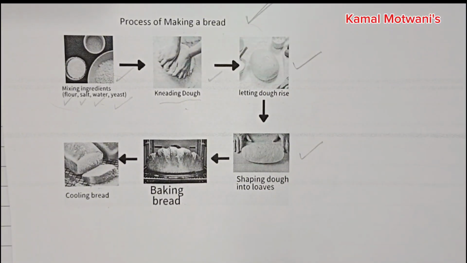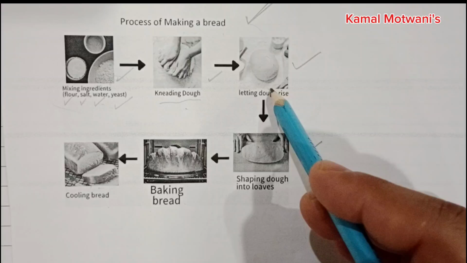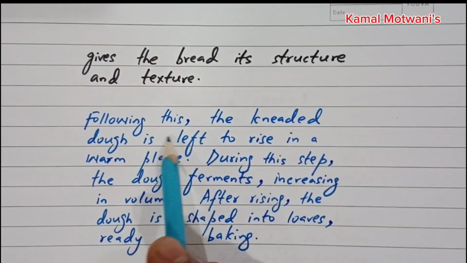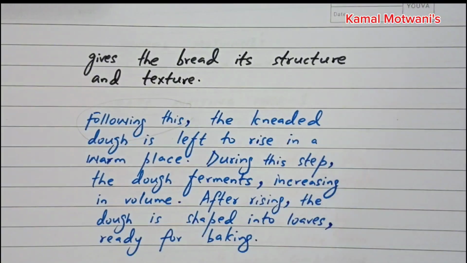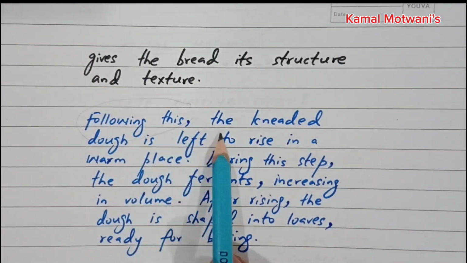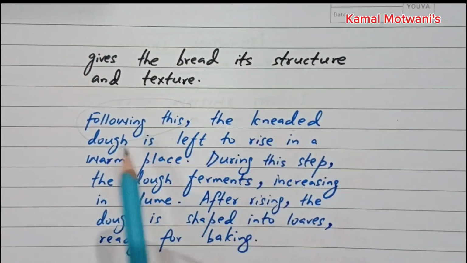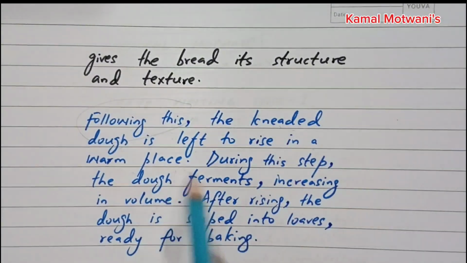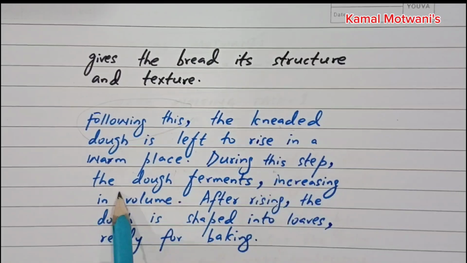Let's see how I have written these two steps in the paragraph format. So here is the paragraph. Following this, after the dough is kneaded, then what do we do? Following this, the kneaded dough is left to rise in a warm place, because it always rises in the warm place. During this step, the dough ferments.